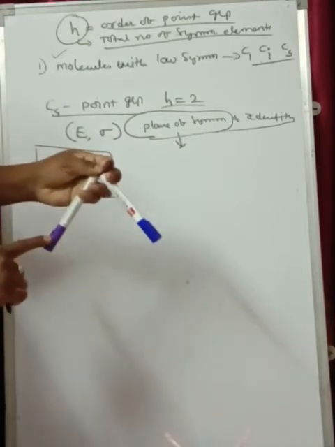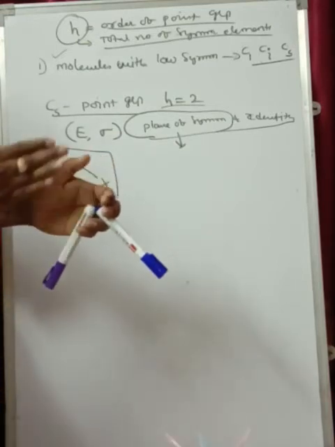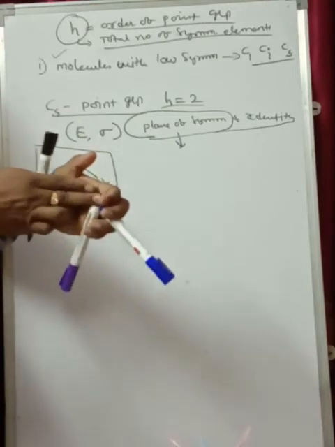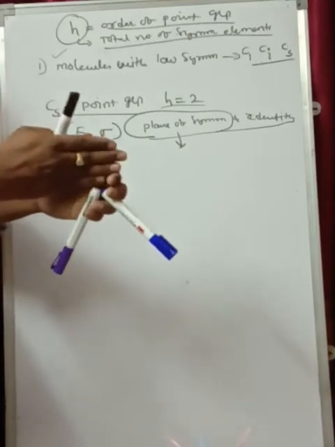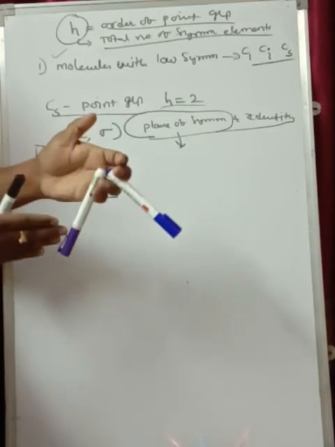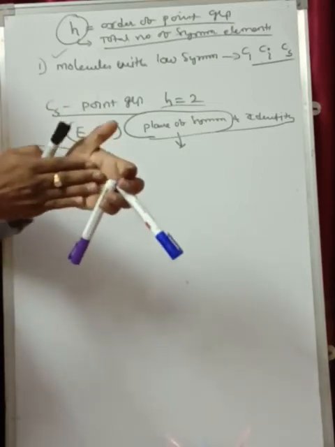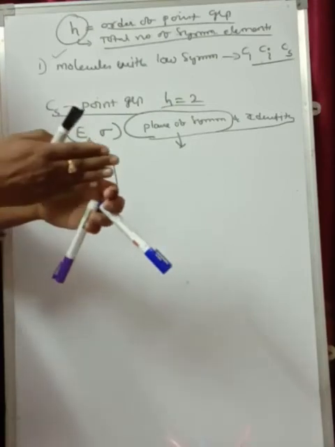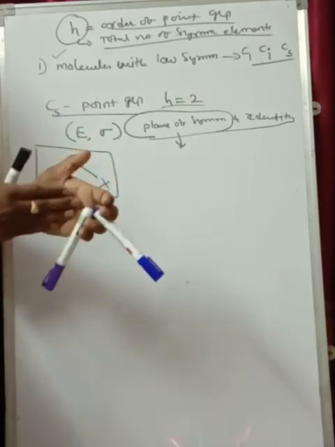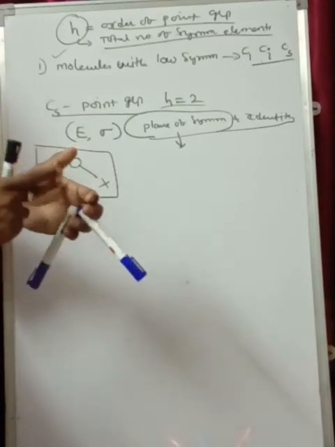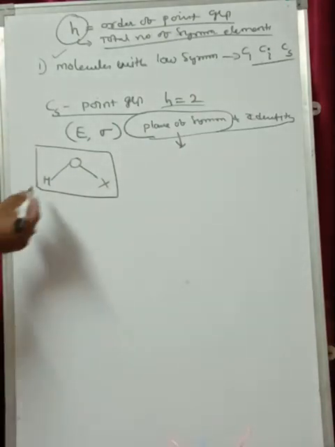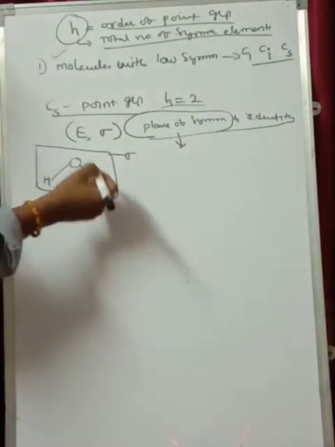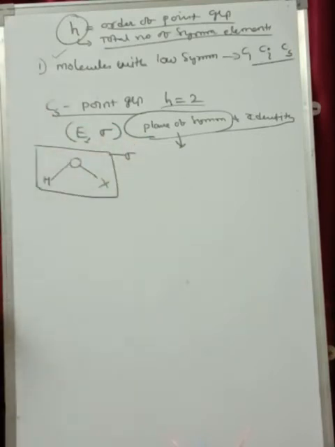Assume this is the hydrogen, this is the X, and the plane is passing through the center of the molecule. That is, it is cutting the oxygen, cutting the X, cutting the hydrogen. The plane is passing through the oxygen, hydrogen and the X. Therefore, it has only the plane of symmetry, and we call it a molecular plane. So this particular molecule has only what? Sigma plane of symmetry. And apart from this, 360 degrees will give you identity. Therefore, this molecule comes under the Cs point group.